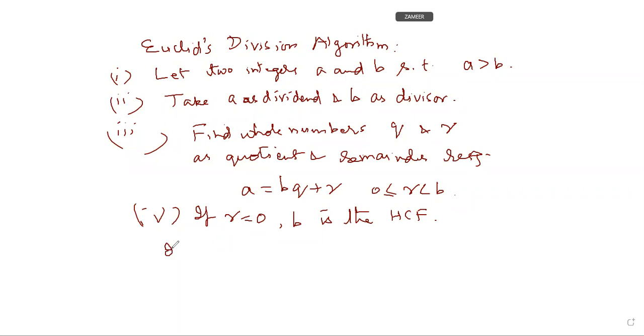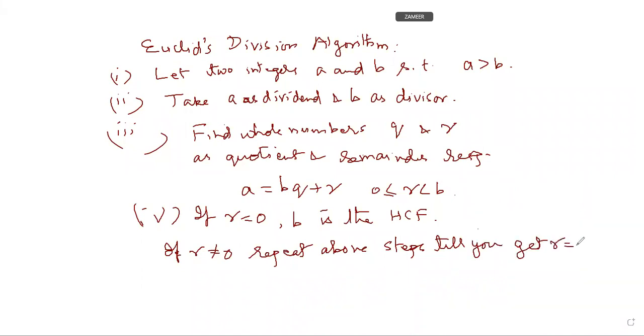And if R is not equal to 0, repeat the above steps till you get R equal to 0. So we will divide to get the value of R as 0. At last, when the value of R becomes 0, then our value of B will be the HCF of these two numbers.